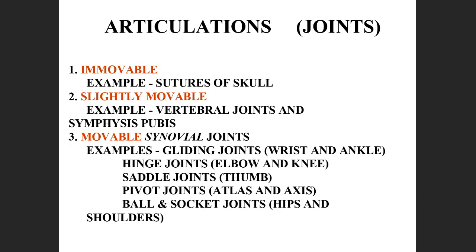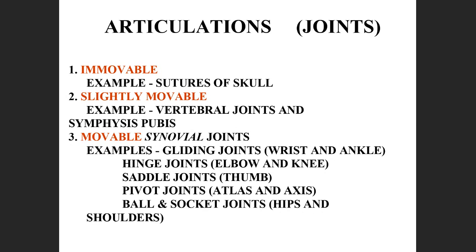The hinge joints work like a door. So you have your elbow and your knee, they're hinges. Just like a door, they open and close. Saddle joint is only found in your thumb, and basically it looks like a saddle on a horse, and it can move back and forth pretty well. That's why you can move your thumb a lot more different ways than you can move the fingers.